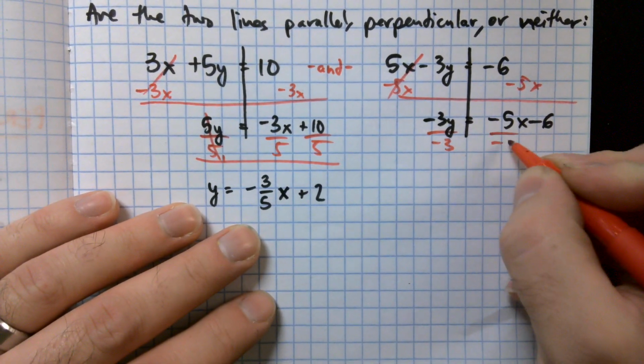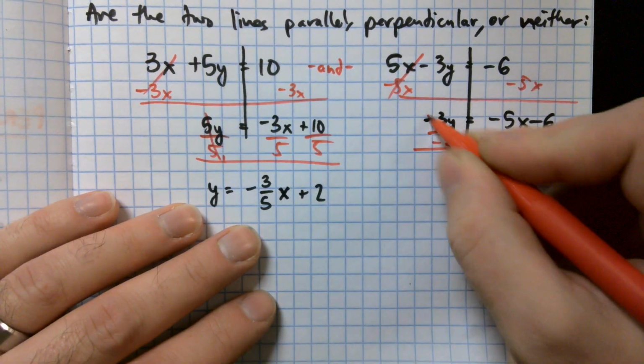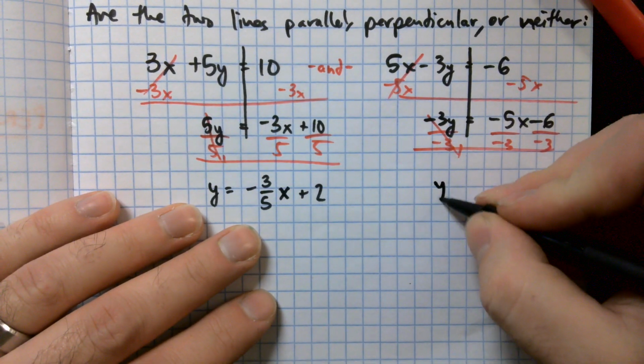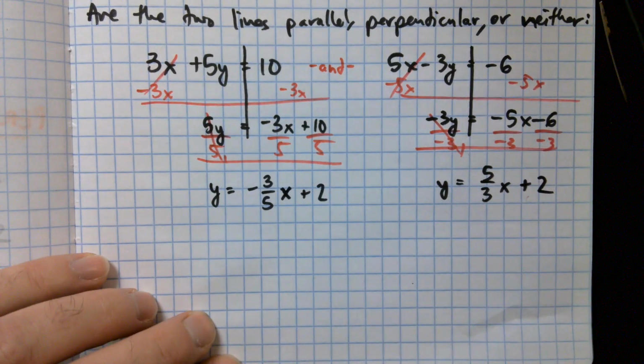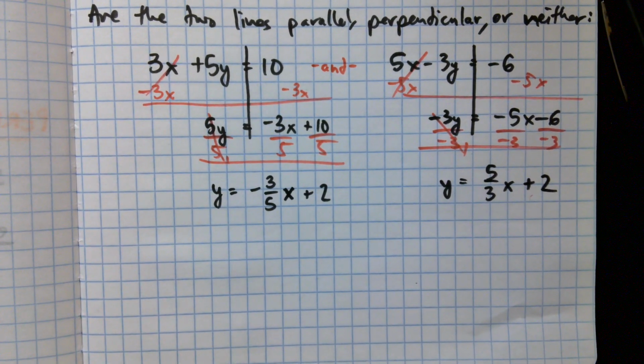What's a negative over a negative again? Positive. Y equals 5/3 x plus 2. What do you think these lines are? Parallel, perpendicular, or neither? Perpendicular. Give me a thumbs up if you say parallel, thumbs down if you say perpendicular, thumbs sideways if you say neither.